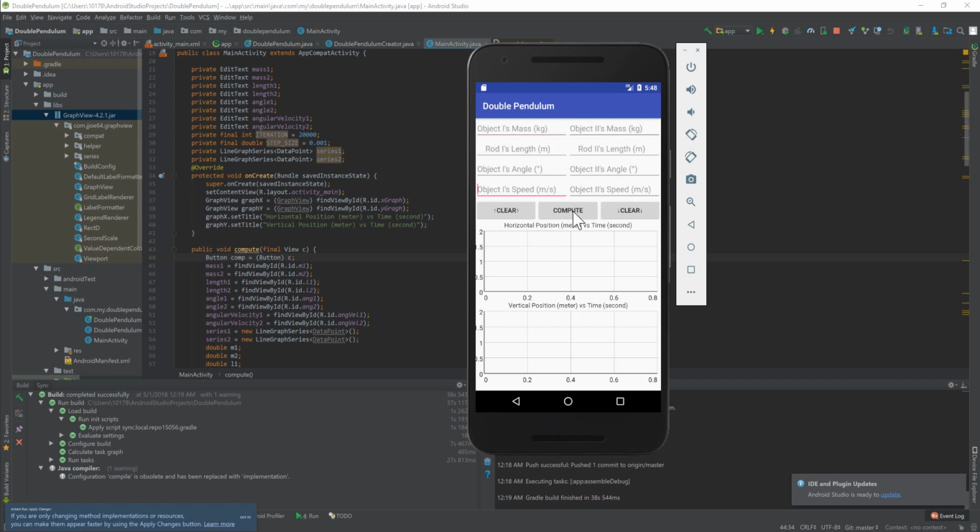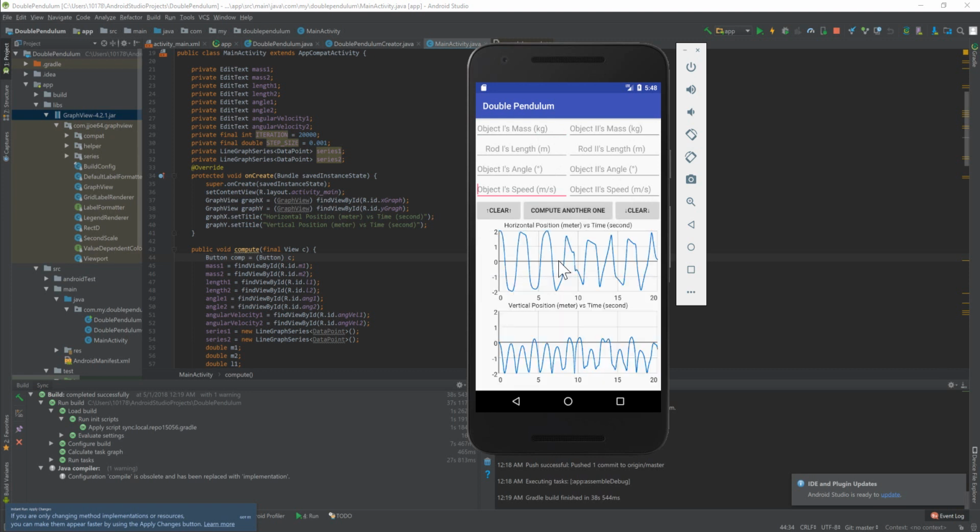As you can see here, with our default values, the graph looks like this. And obviously, the mass and length cannot be zero. So if you enter zero, the app will tell you that you entered invalid parameters. Okay, let's play around with it.